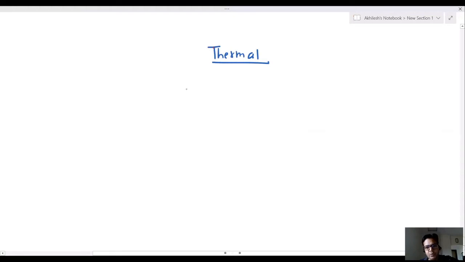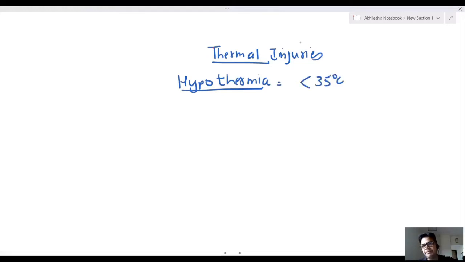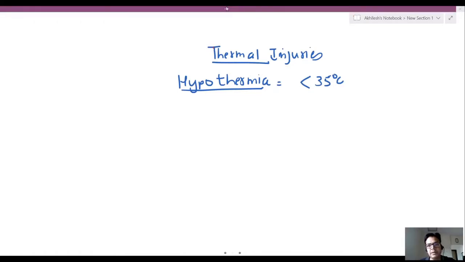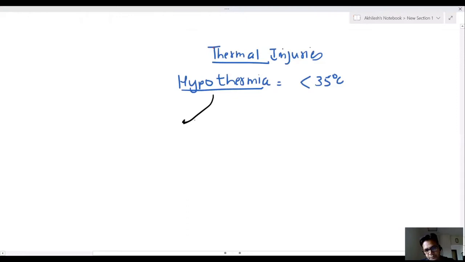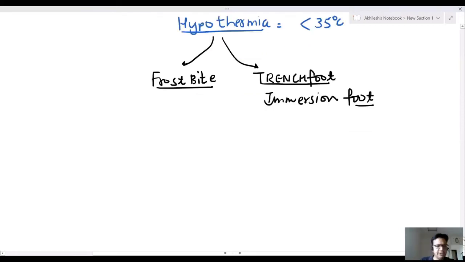Thermal injuries, yes sir. What is hypothermia? Hypothermia is temperature below 35 degrees centigrade. It is known as hypothermia. So in hypothermia, we have two types. One is frostbite, a hypothermic injury. Second is known as trench foot. Trench foot is also known as immersion foot.